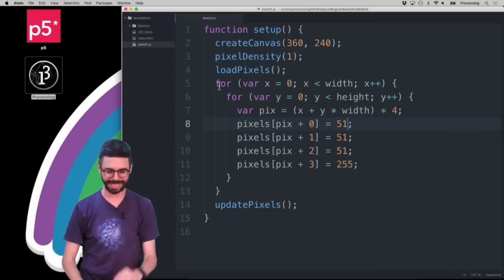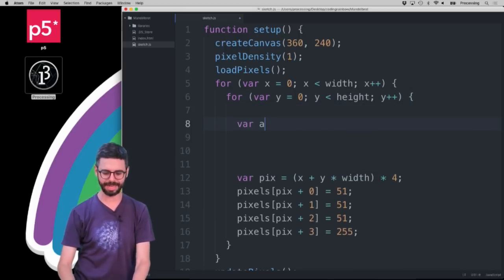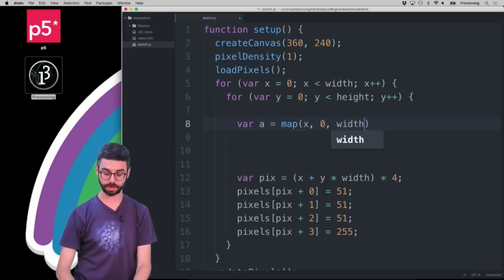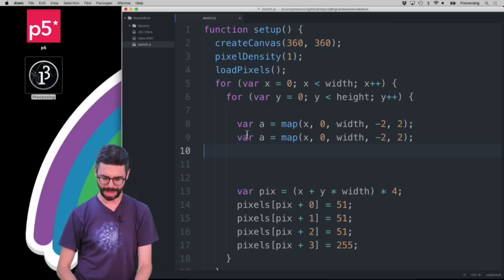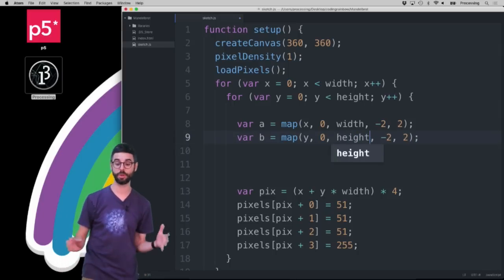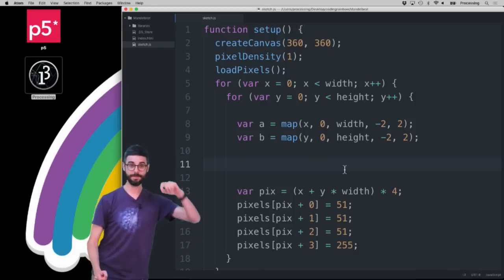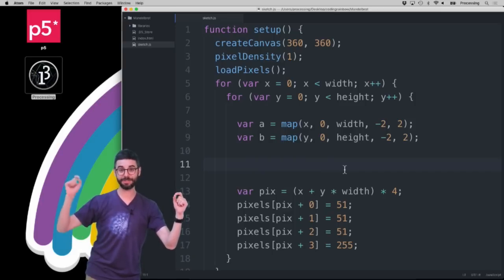So the first thing I need to do is figure out what are my a and b values relative to x and y? I want to map x, which goes from 0 to width, to between -2 and 2. Let's make this a square, and then I don't have to worry about any of this nonsense. And then I'm going to map b, which goes from y, from 0 to height, also between -2 and 2. So I'm looking for all the complex numbers that go between -2a plus -2b.